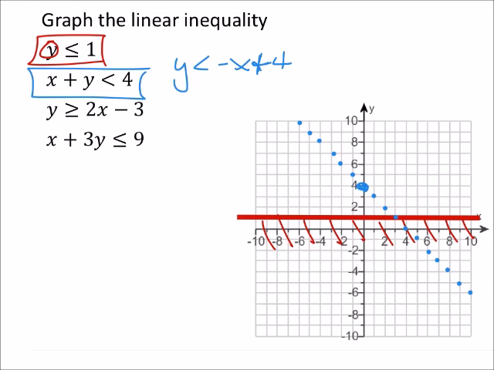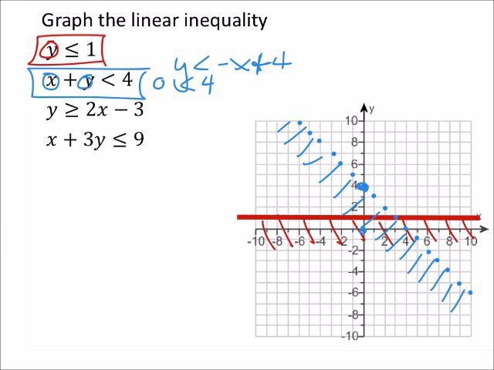I can leave that dotted because it's not equal to. So I just need to test the point. I'll test 0, 0 again. So we got 0, this gives us 0 is less than 4. That's true, so we would shade beneath this line.